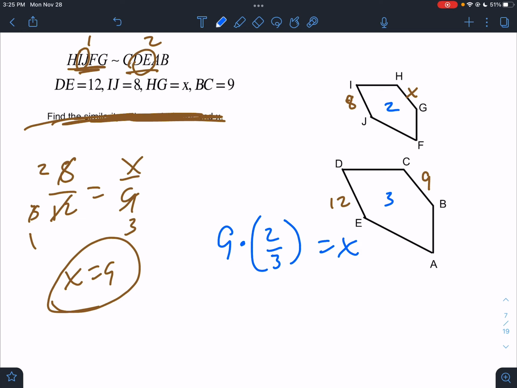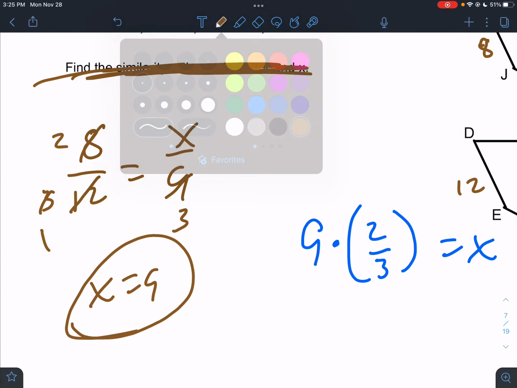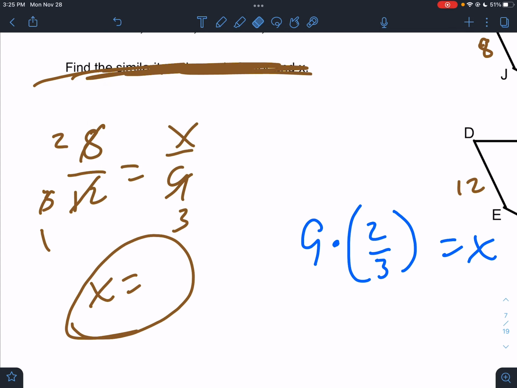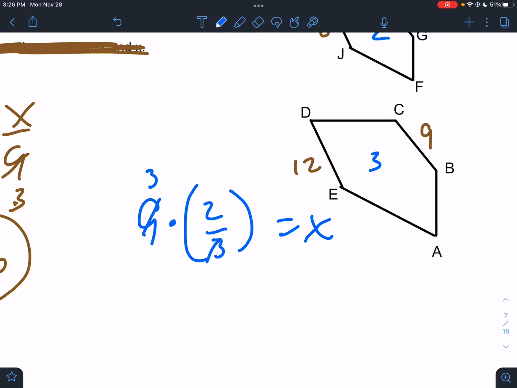Wait, I think I messed up on the last one because these are not the same answer. Oh, I sure did. Glad I did both ways. This would not be 9. Sorry, 3 times 2 would be 6. I was like, wait a second. I found it. So that would be 6. Over here, though, 9 divided by 3, that's 3. 3 times 2 is 6.